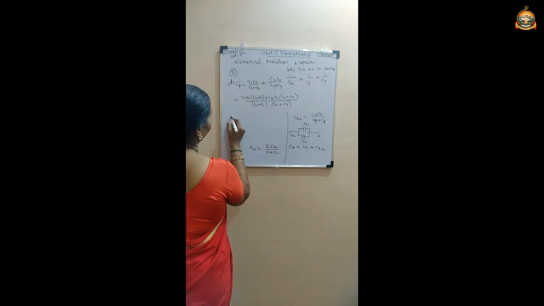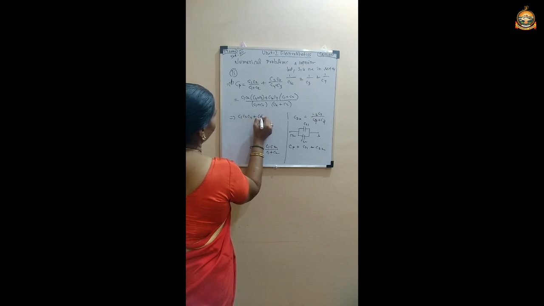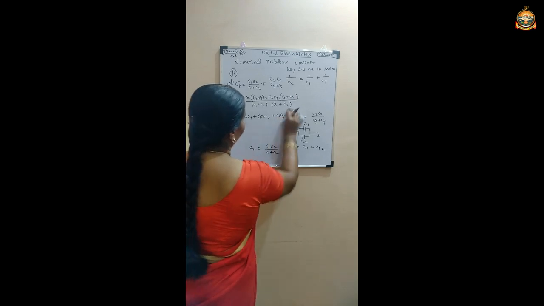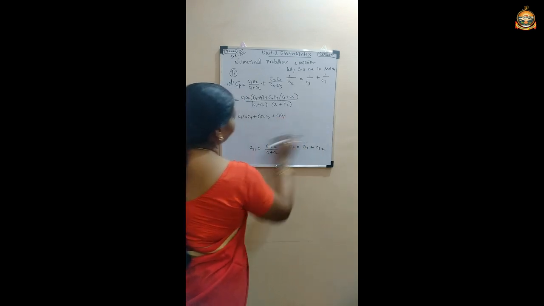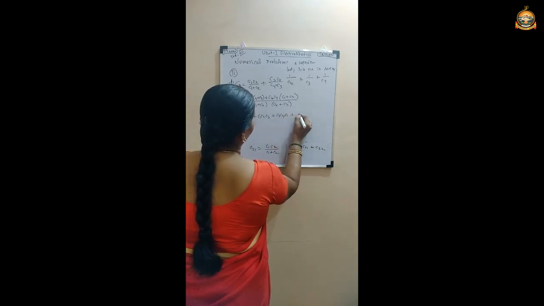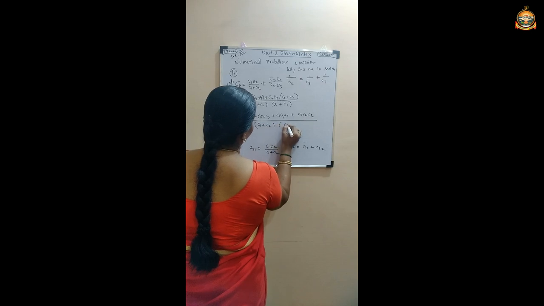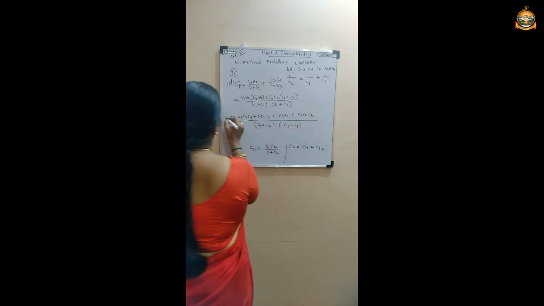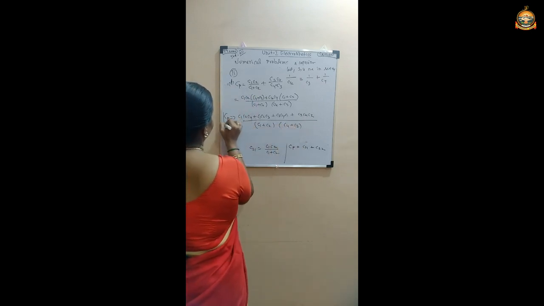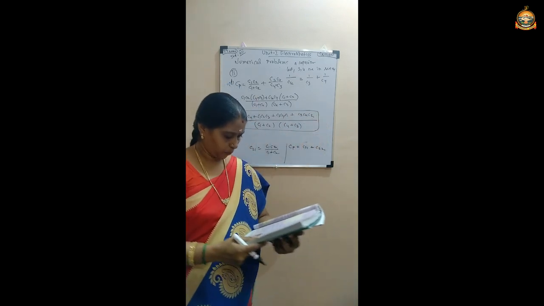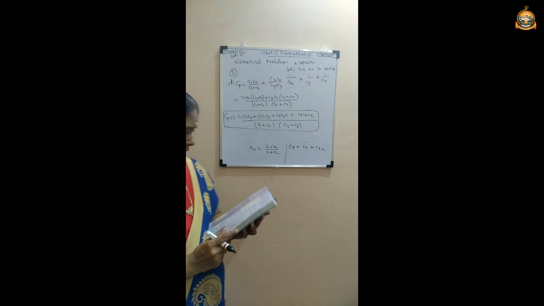That is equal to C1 C2 C4 plus C1 C2 C3 plus C3 C4 C1 plus C3 C4 C2, whole divided by C1 plus C2 into C4 plus C3. This is the effective capacitance. Okay? That's all.